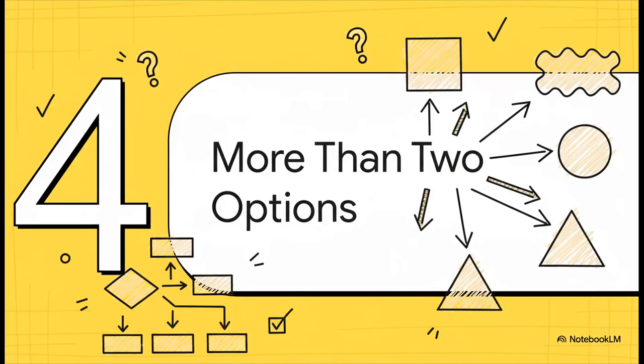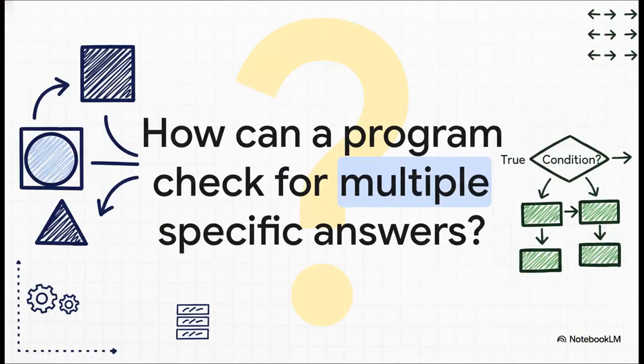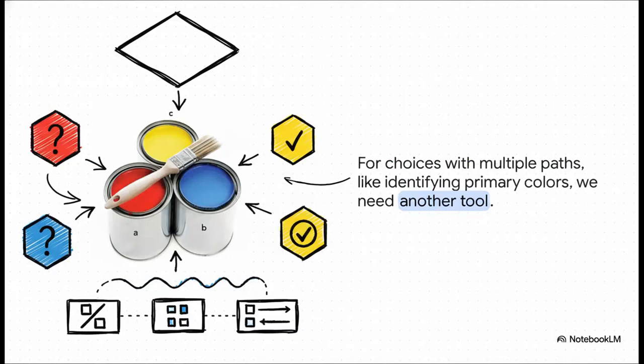But let's be honest, life isn't always a simple yes or no, right? Sometimes there are way more than two possible answers. So what happens when we're not just checking if a number is high or low, but if it's exactly 1, or maybe it's 2, or maybe it's 3? A simple if-else statement only gives us two paths. How in the world do we handle more? Let's say we ask a user to name a primary color. We need to check if their answer is red, or if it's blue, or if it's yellow. This kind of problem needs a structure that can handle way more than just two outcomes.